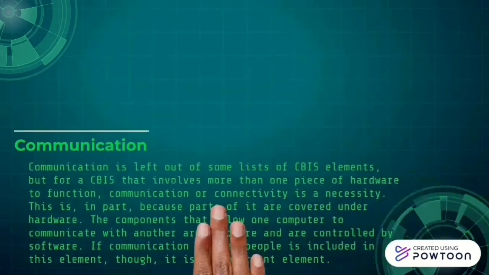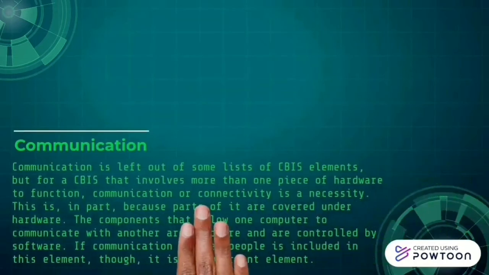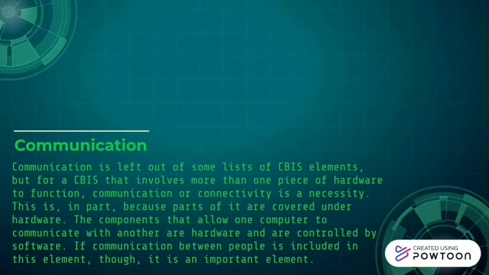Communication. Communication is left out of some lists of CBIS elements, but for a CBIS that involves more than one piece of hardware to function, communication or connectivity is a necessity. This is in part because parts of it are covered under hardware. The components that allow one computer to communicate with another are hardware and are controlled by software. If communication between people is included in this element, though, it is an important element.